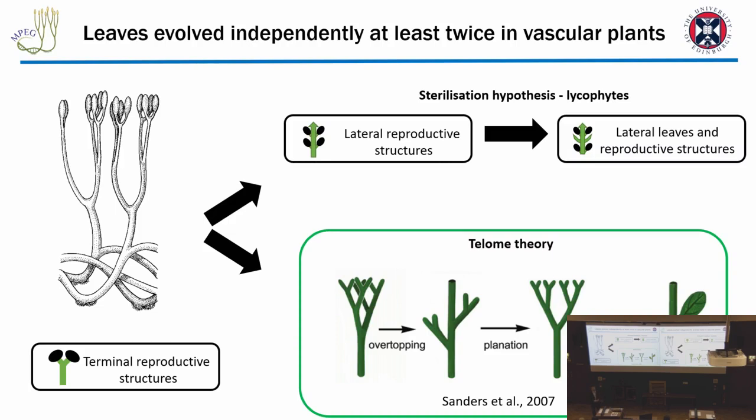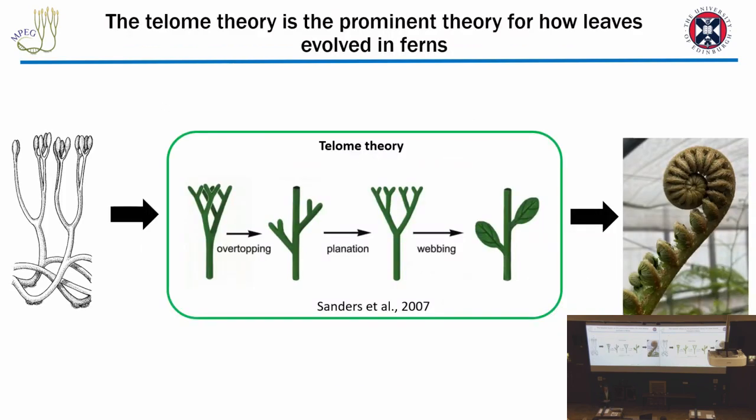And there's actually a different prediction for how their leaves evolved, and that prediction is known as the telome theory. So rather than modify reproductive structures at all, what the telome theory predicts is that you have a branching stem where it just becomes more and more complex in its branching. First of all, it produces little small side branches, then those little side branches all begin to branch in the same plane, and eventually you end up with a leaf. And this is the main theory in the literature for how fern leaves evolved.